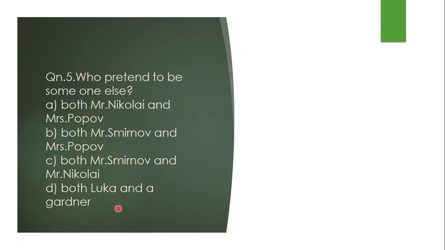I have given two couples as answers who are acting, who are pretending to be someone else, which means originally they are something and internally something else. The answer is both Mr. Smirnov and Mrs. Popov. How do you defend this one? Initially Mr. Smirnov says that he hates women, he doesn't believe in women, because he has seen many other women in life. And now Mrs. Popov.